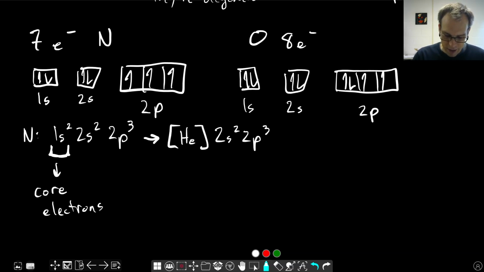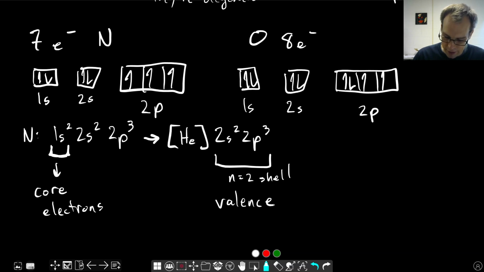And these electrons in the next shell up, these in the n equals 2 shell, these are what are known as the valence electrons, or outer electrons. And so everything with a value of n equals 2, these are the electrons that matter for bonding and things like that. And we'll see that in the next coming chapters.